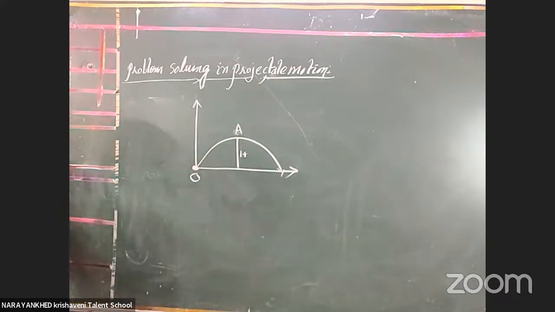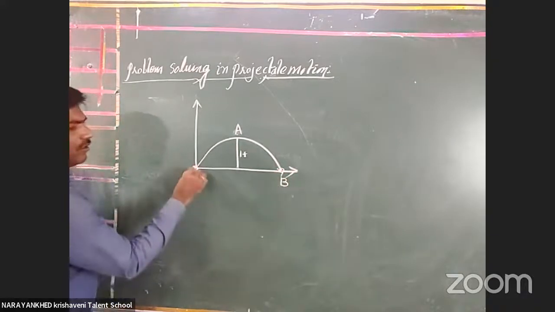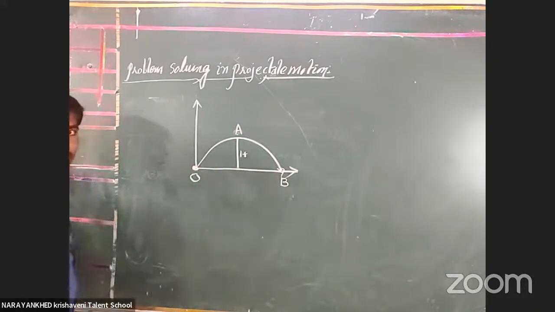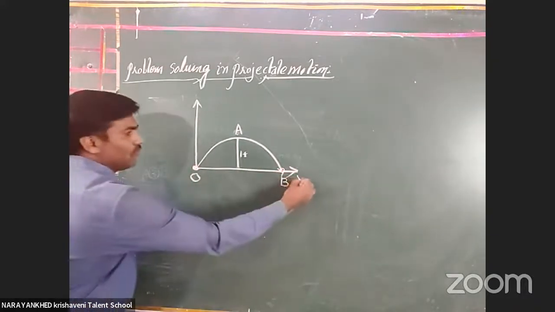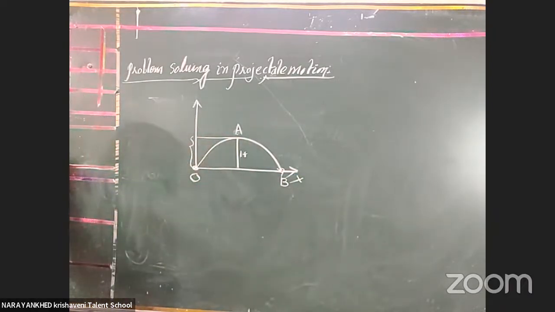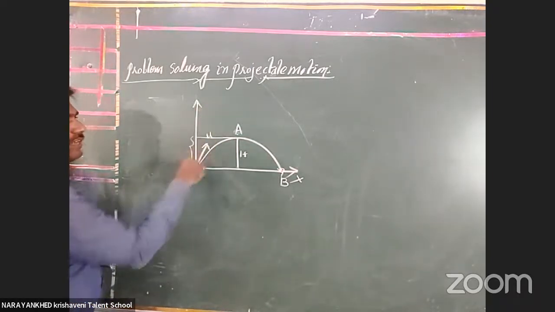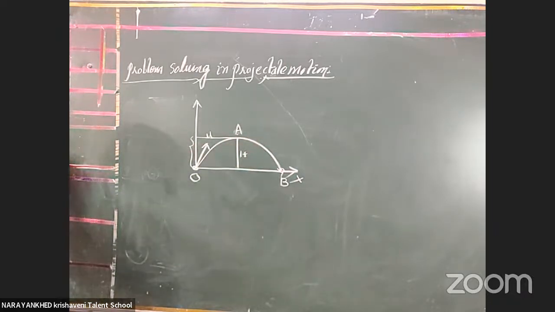The position I have taken is A, and this again reaches B. Now, O to B is the traveling distance on the x-axis, and this is the traveling distance on the y-axis. It moves with initial velocity u, but it did not select this path. It selected this path. Got it or not?